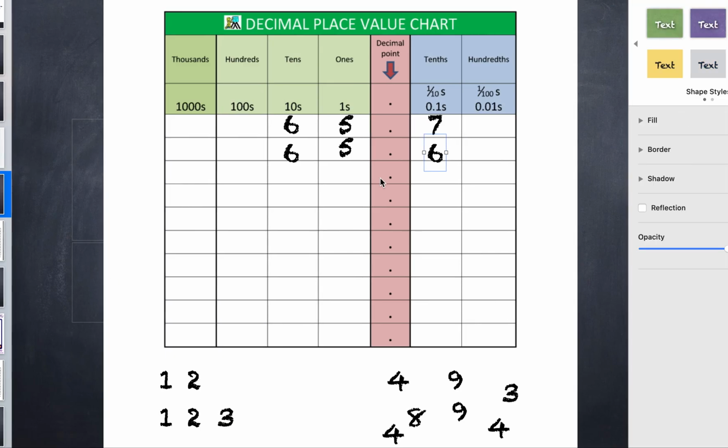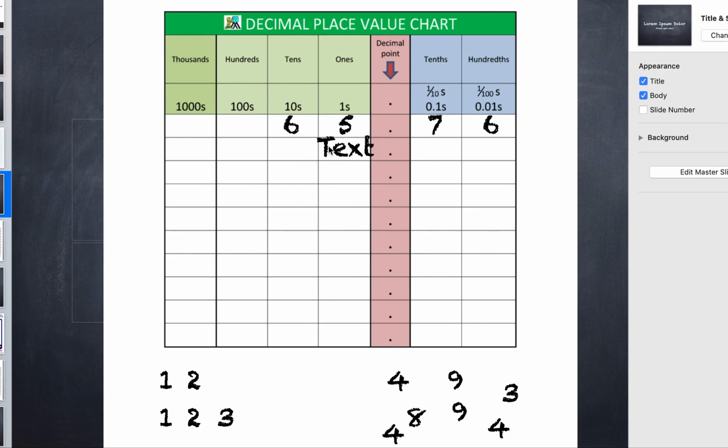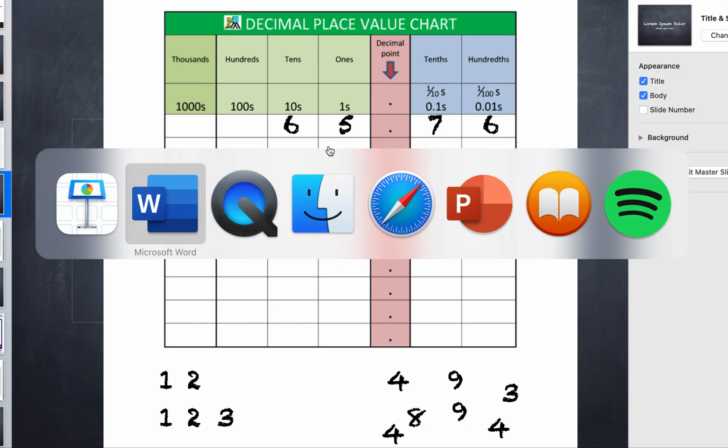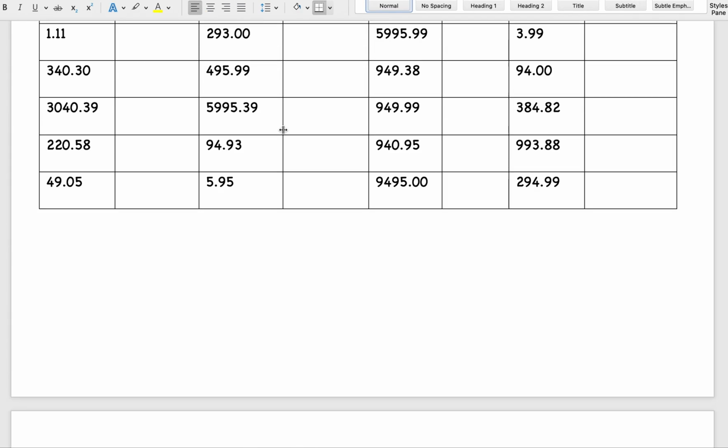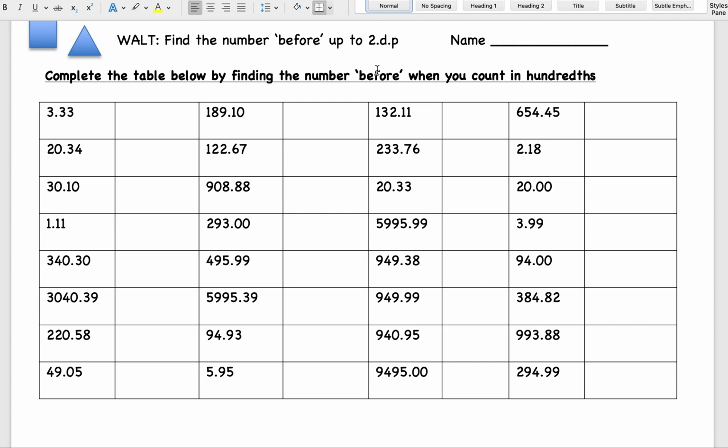In circles, you're thinking of subtracting a tenth from the tenths column, finding the number that comes before a given number when counting in tenths. Now if we look at squares and triangles work, it's extremely similar. Your question in squares and triangles work says quite clearly, complete the table below, find a number before, again subtracting, decreasing, but when you count in hundredths. So you're not taking away from the tenths column here.